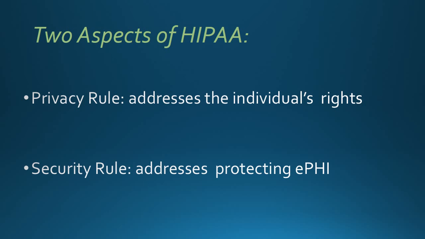Today we're going to look at the two basic facets of HIPAA, the privacy rule and the security rule. The privacy rule is the portion of HIPAA which addresses the individual's rights over his or her medical information and the use of that information by providers, payers, and healthcare organizations. The security rule addresses the responsibilities of the healthcare organizations, payers, and providers to protect electronic protected health information, or EPHI.